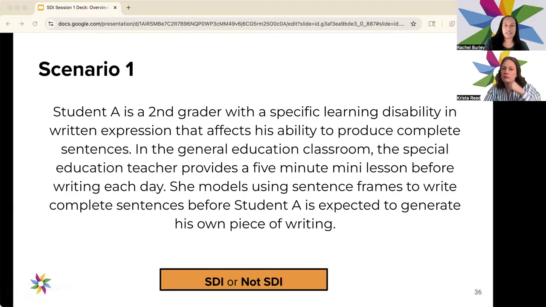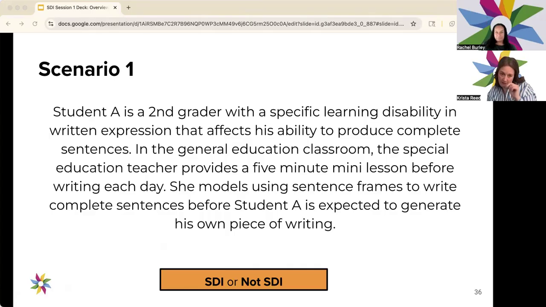In our first scenario, student A is a second grader with a specific learning disability in written expression that affects his ability to produce complete sentences. In the general education classroom, the special education teacher provides a 5-minute mini lesson before writing each day. She models using sentence frames to write complete sentences before student A is expected to generate his own piece of writing. Is this SDI or not SDI?